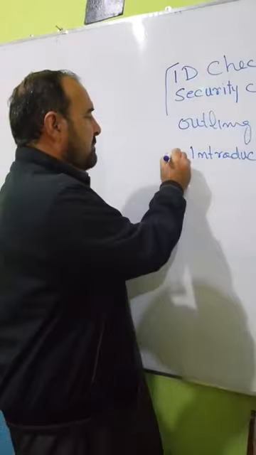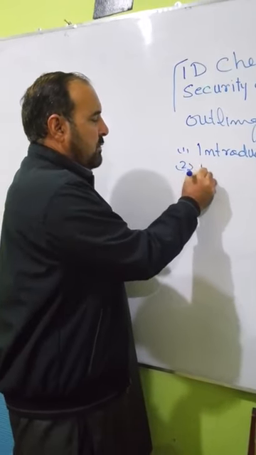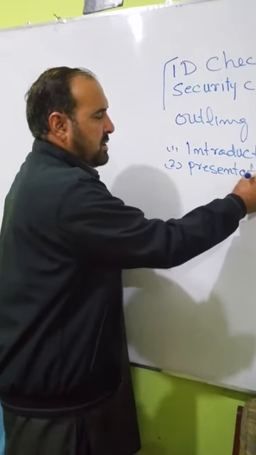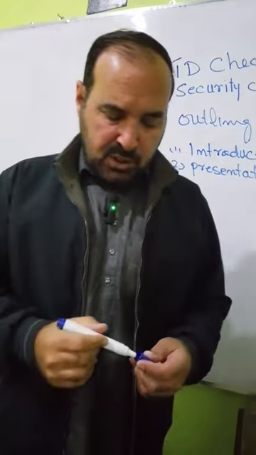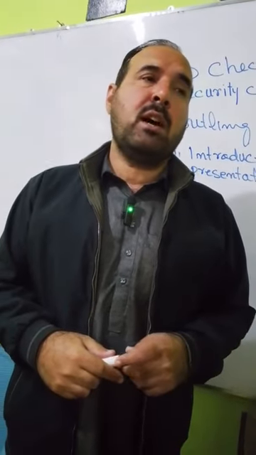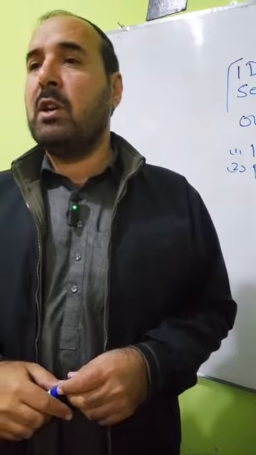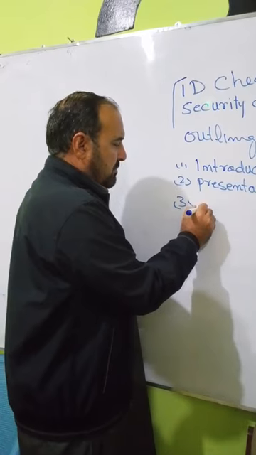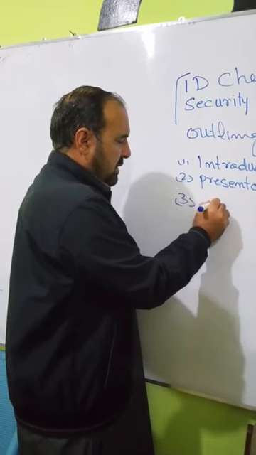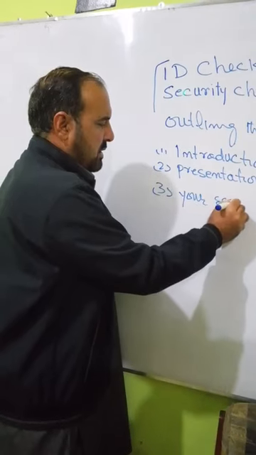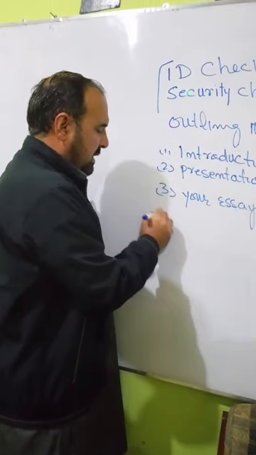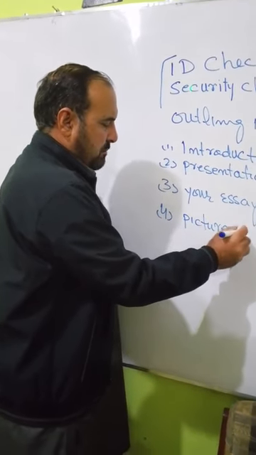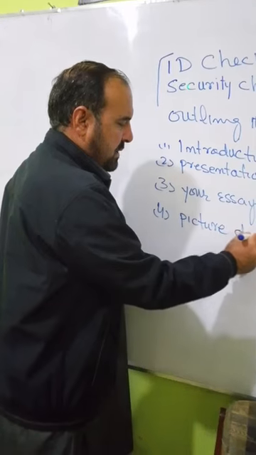And then the second part of the exam is that you will give your presentation, which will last for 3 to 5 minutes. So you will give your presentation, and then the examiner will say, I will ask you some questions based on your essay. And finally, the examiner will ask you questions based on a picture description.